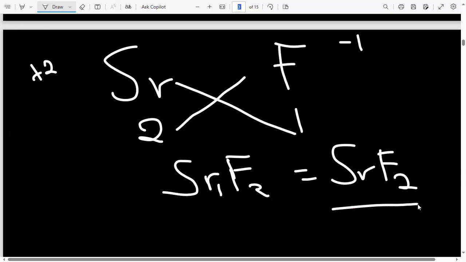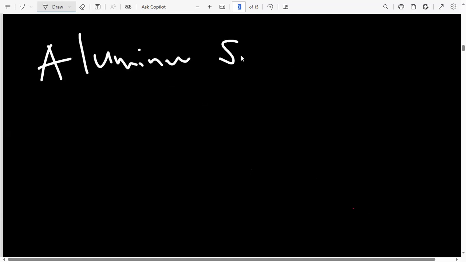Okay, so I hope it makes sense. Let's look at another one. The next one is what we call aluminium selenide.